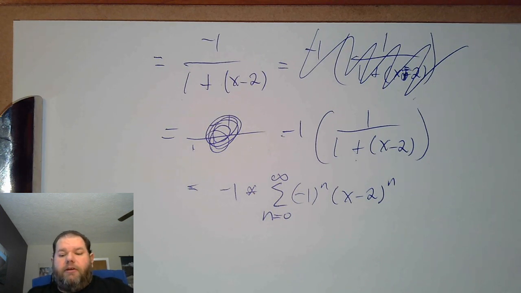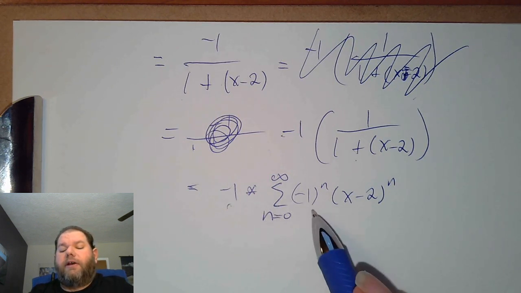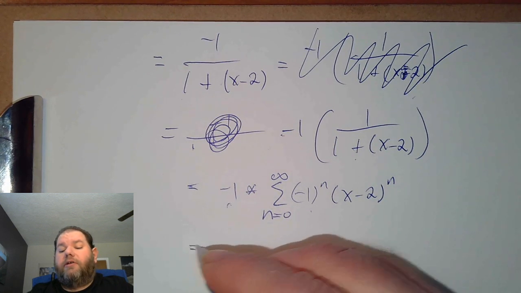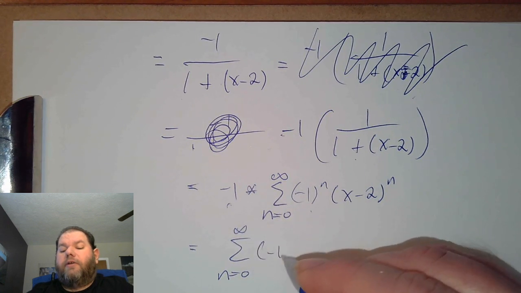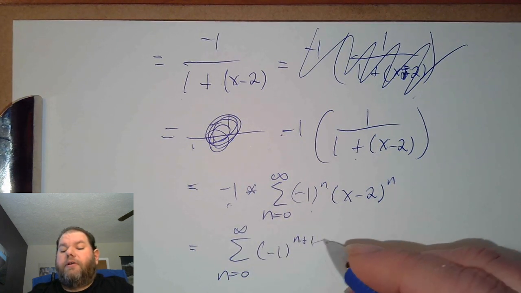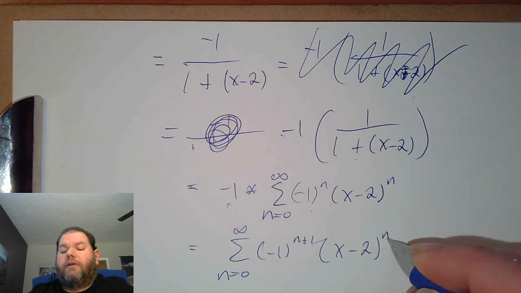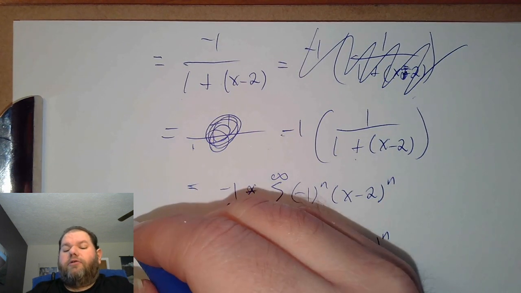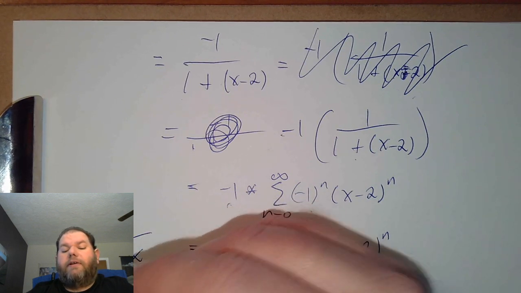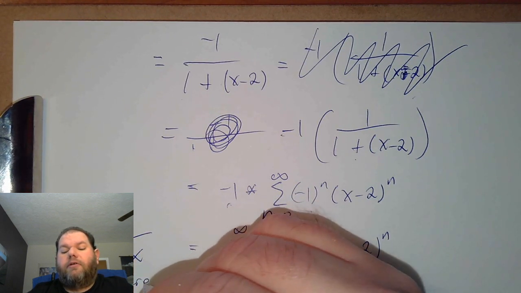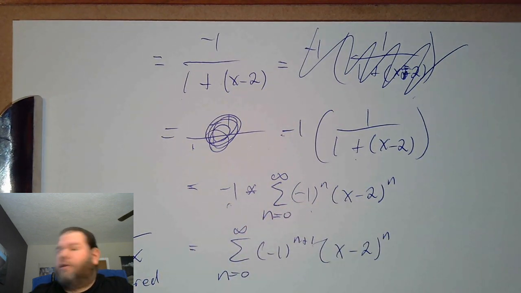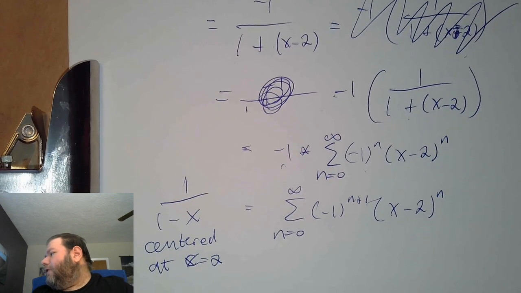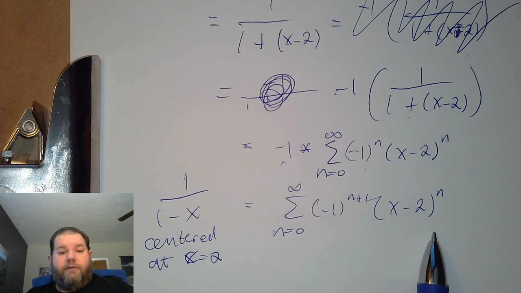Normally we would be done, but this time, because we have an extra negative 1 here, we can combine this negative 1 with these other negative 1s and make it negative 1 to the n plus 1 times x minus 2 to the n. And so our conclusion is 1 over 1 minus x centered at x equals 2, or c equals 2. I keep saying x instead of c, is equal to this power series.